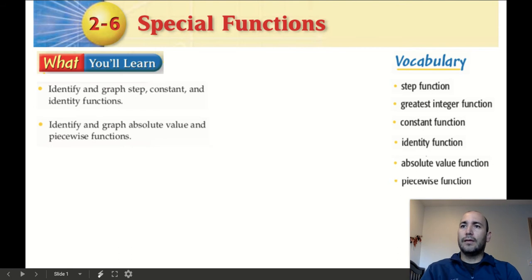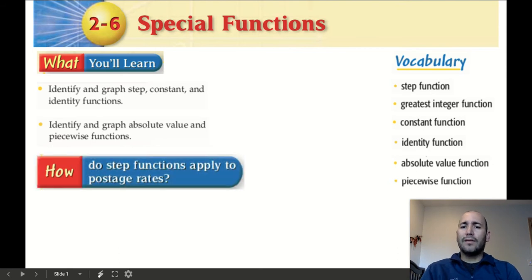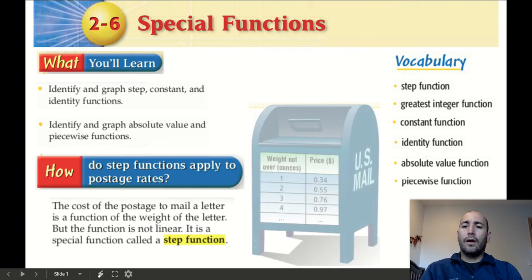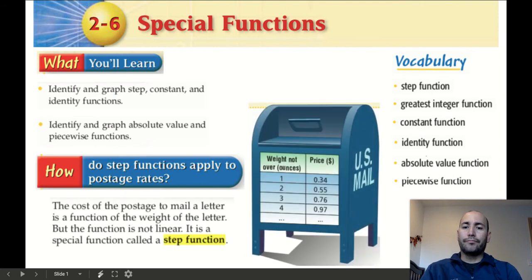So how do step functions apply to postal rates? The cost of postage to mail a letter is a function of the weight of the letter. But the function is not linear, so it doesn't go up at a specific rate for each individual movement of x. This kind of special function is called a step function.